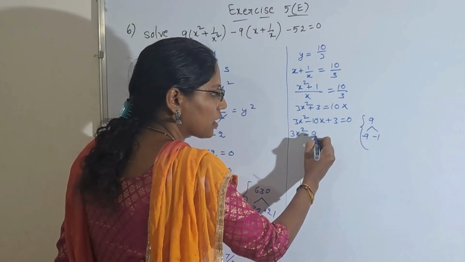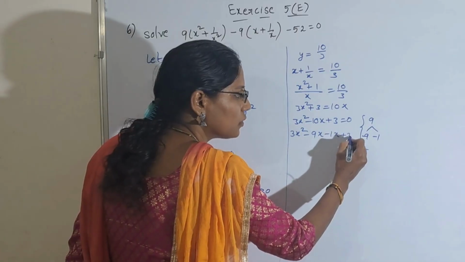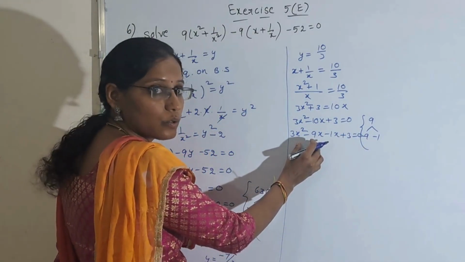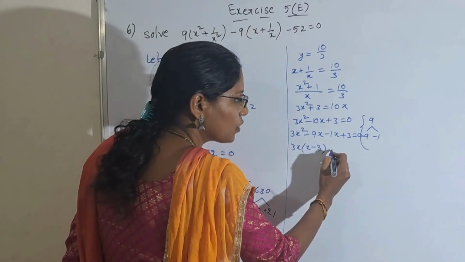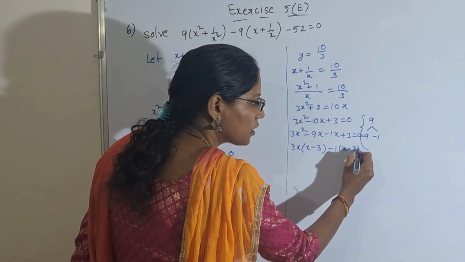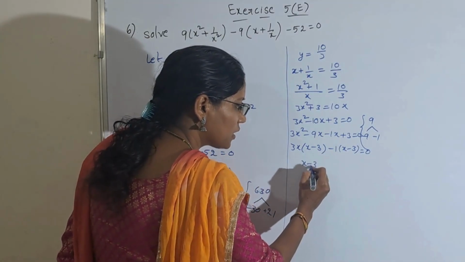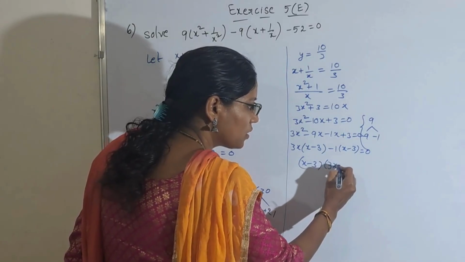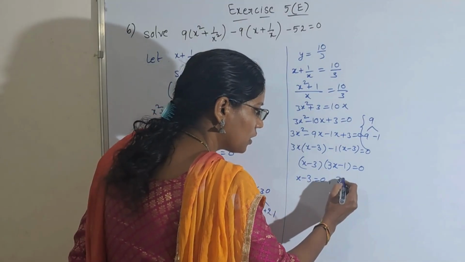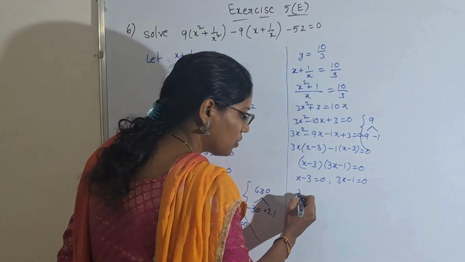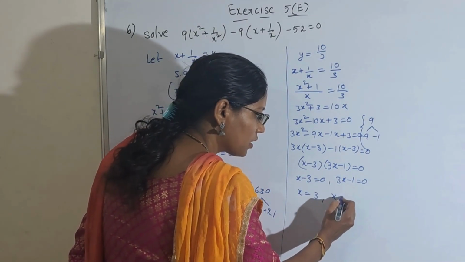3x square minus 9x minus 1x plus 3 equal to 0. First 2 terms, 3x is the common: x minus 3. Next 2 terms, minus 1 is the common: x minus 3. Again x minus 3 is the common. 3x minus 1 equal to 0. Here x minus 3 equal to 0, 3x minus 1 equal to 0. x equal to 3. Here x is equal to 1 by 3.